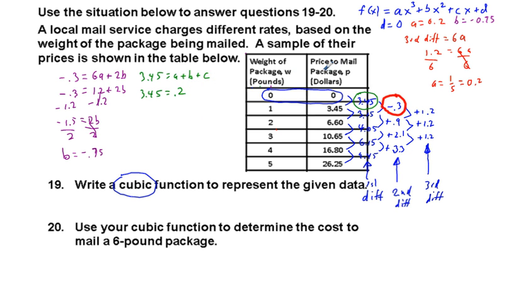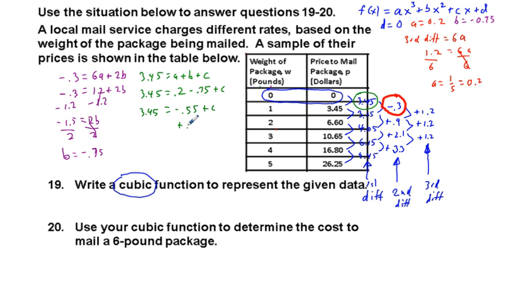And then B is equal to negative 0.75. Then we have plus C. And combining on the right here, negative 0.2 minus 0.75 is going to be negative 0.55. So on the right we have negative 0.55 plus C equals 3.45 on the left.